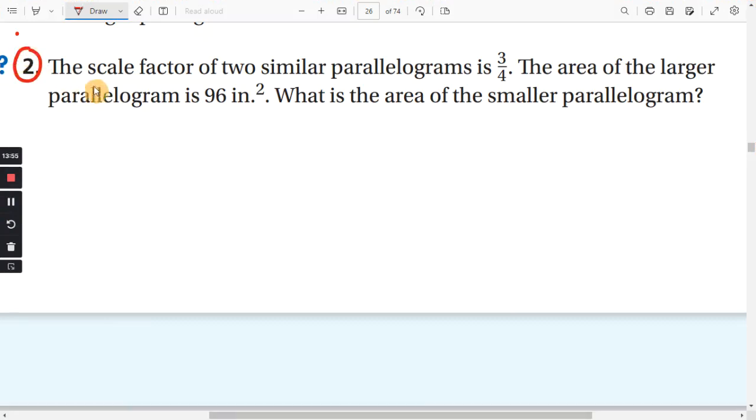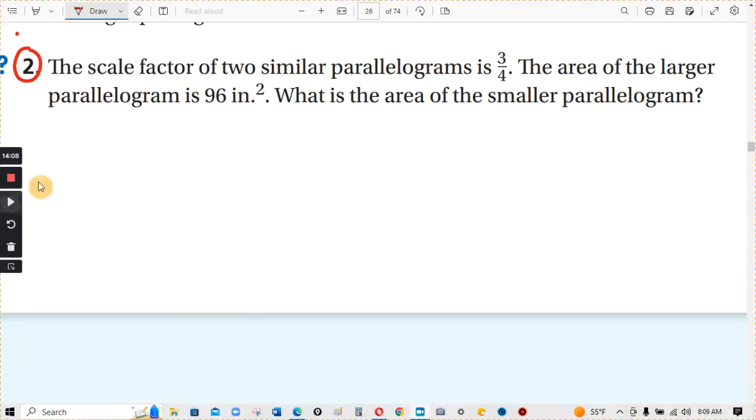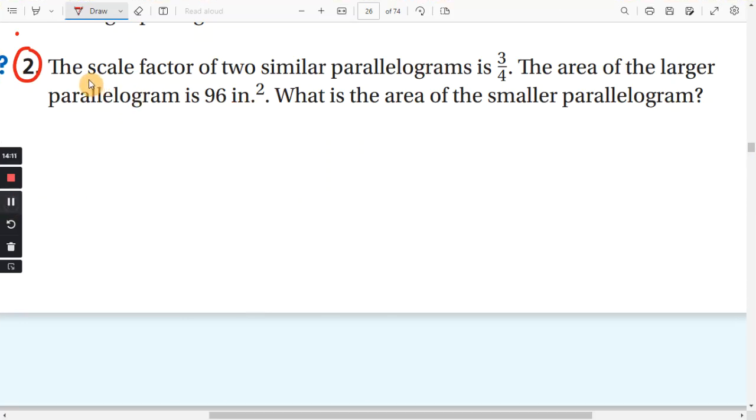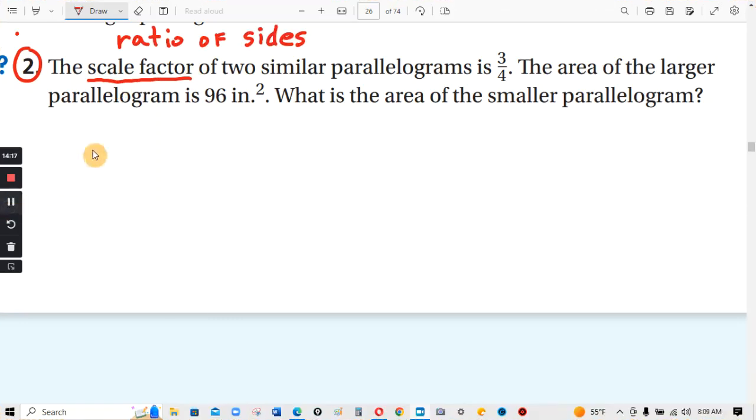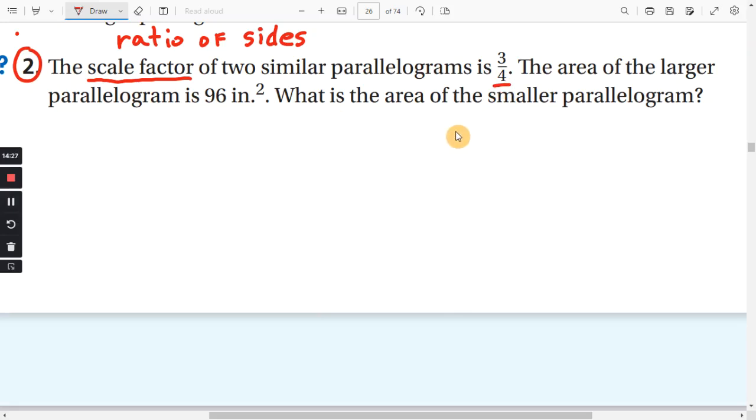The scale factor of two similar parallelograms is 3 over 4. The area of the larger parallelogram is 96 inches squared. What is the area of the smaller parallelogram? All right, I'll give you a few hints. First of all, scale factor is the same thing as the ratio of the sides. Okay, so that's what they mean by scale factor. They have to be corresponding sides. And they say the ratio of the sides, or the scale factor, is 3 over 4.